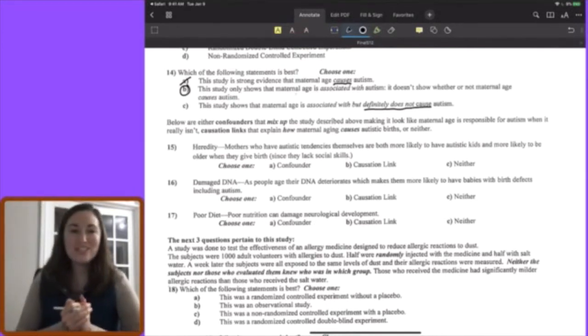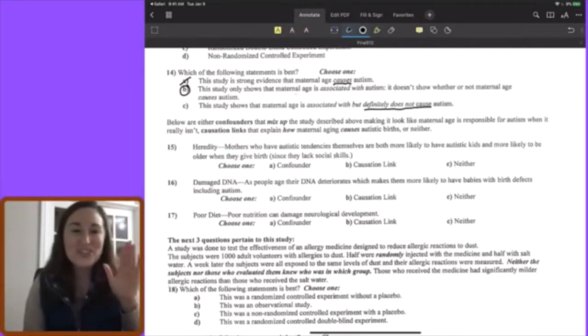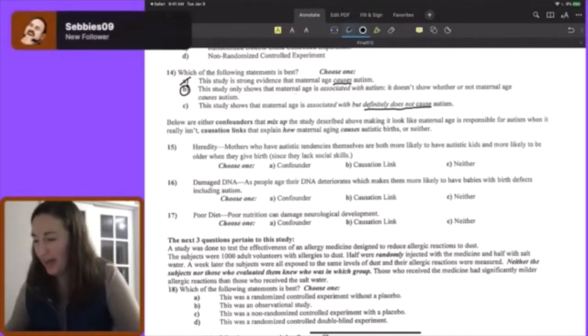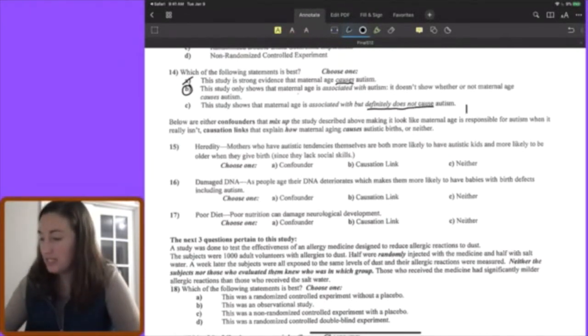If you guys think way back to the beginning of the class, I showed you how I like to do these problems with the diagrams. So I'm just going to go ahead and do that here. Let's see. Heredity. Mothers who have autistic tendencies themselves are both more likely to have autistic kids and more likely to be older when they give birth. All right, let's check this out. So if I was going to write my diagram, I'm going to put basically the treatment, the thing that they give us, and the response.